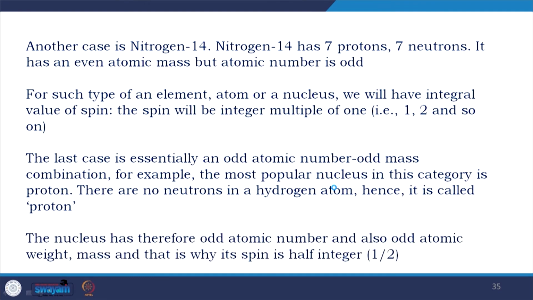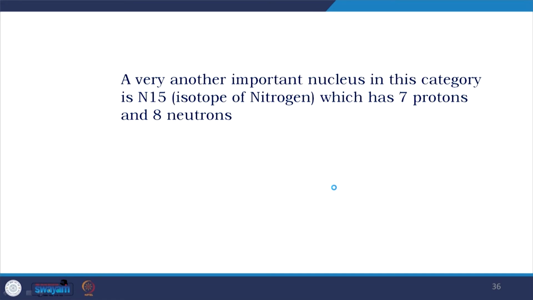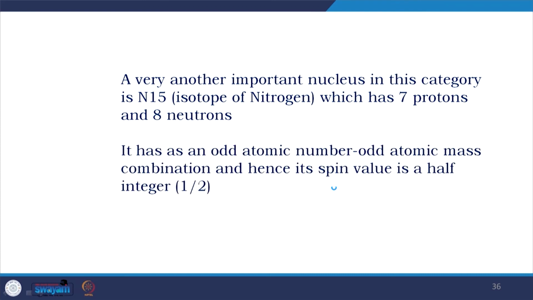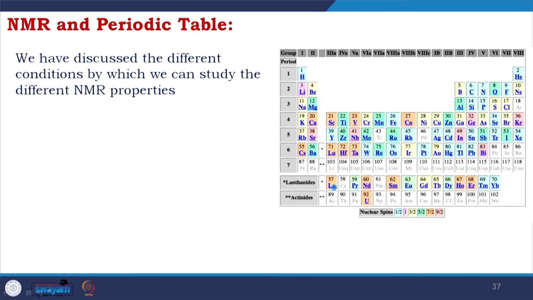The nucleus has therefore an odd atomic number and also an odd atomic weight, mass, and that is why its spin is half integer. Another very important nucleus in this category is N15, an isotope of nitrogen, which has 7 protons and 8 neutrons. It also has an odd atomic number, odd atomic mass combination, and hence its spin value is half integer. Now, we have discussed the different conditions by which we can study the different NMR properties, right.